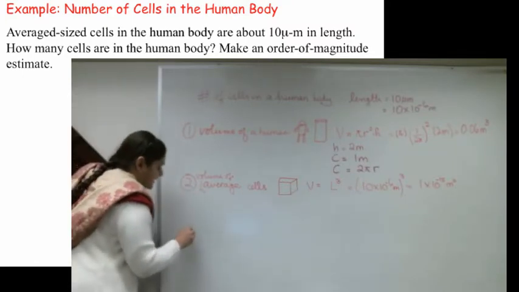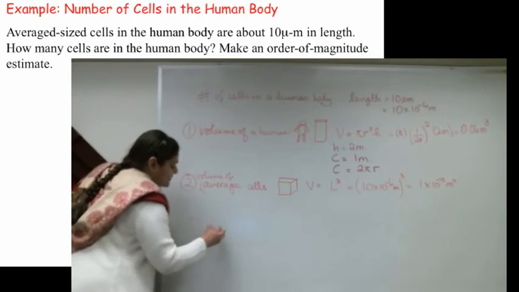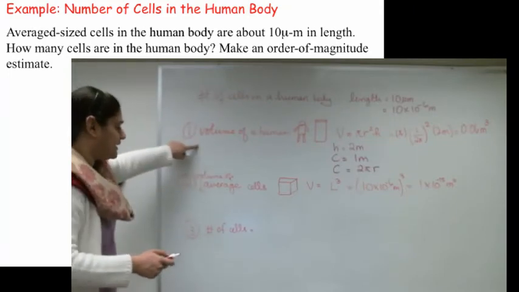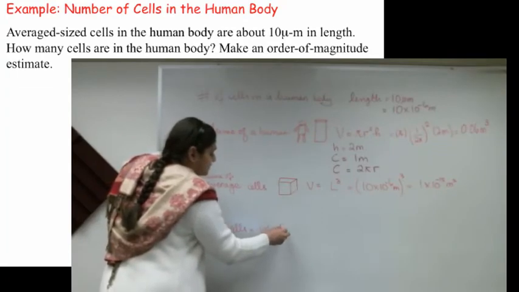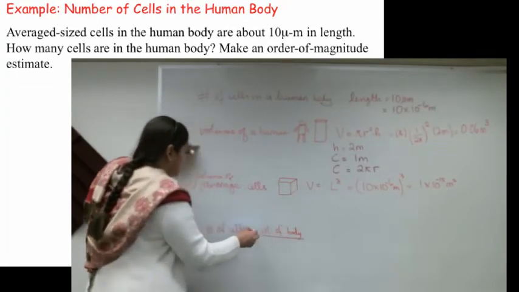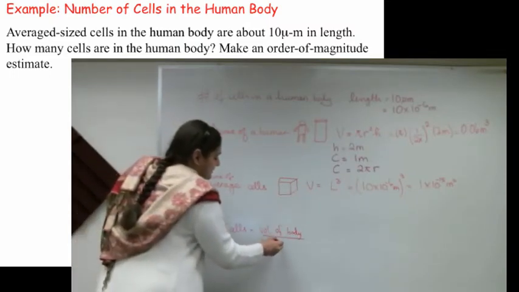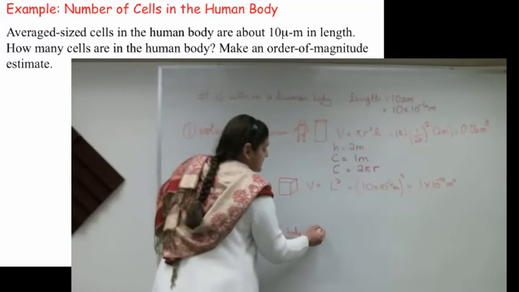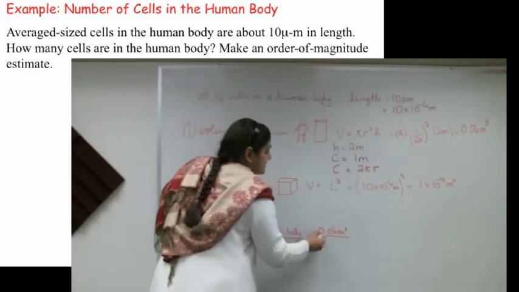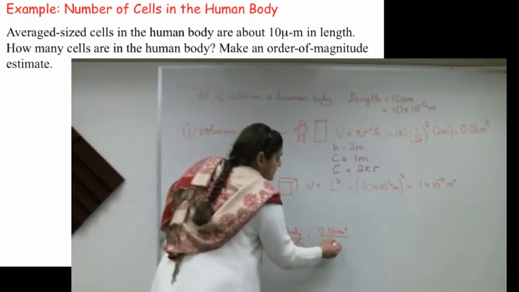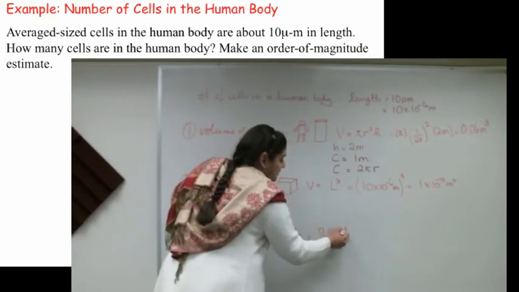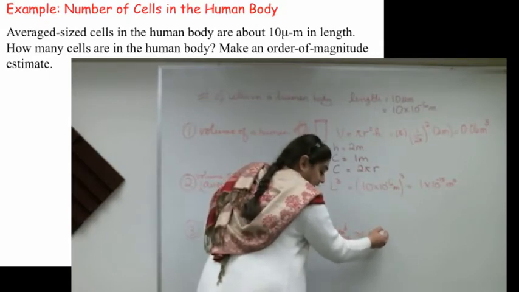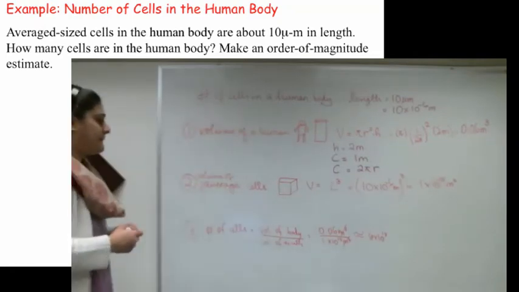Now step 3 is, in order to find the number of cells, we are going to find the volume of the human body divided by the volume of the average cells. Okay? Which means we could do 0.06 meter cubed divided by 1.1 times 10 to the 15 meter cubed. Meter cubed and meter cubed get canceled, and I get approximately 6 times 10 to the 13 as my answer.